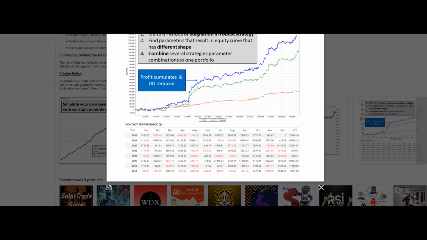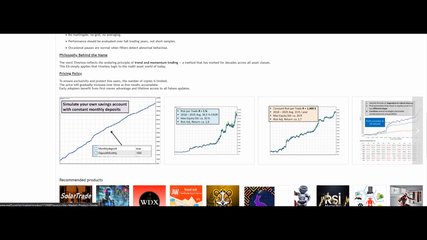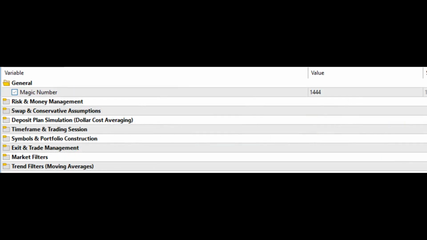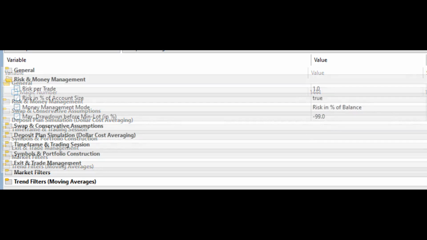Let us start with the general section. The first parameter is called magic number. The default value is 1444. The magic number is the internal ID that the expert advisor uses to recognize its own trades. If you run several expert advisors on the same account, you should give each of them a different magic number so that they do not accidentally manage each other's positions. This parameter itself does not change the performance of the strategy, but it is essential for clean portfolio management.